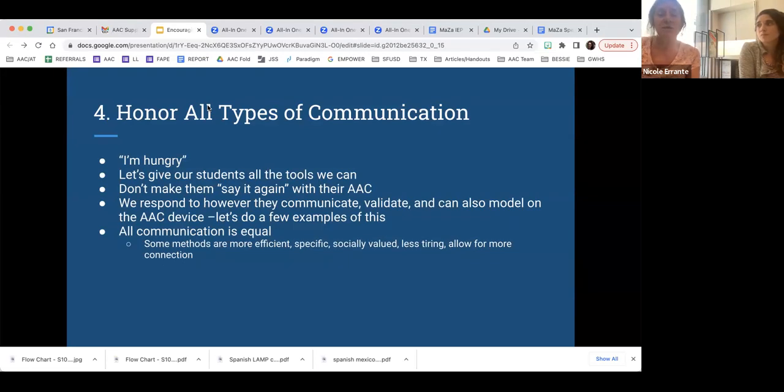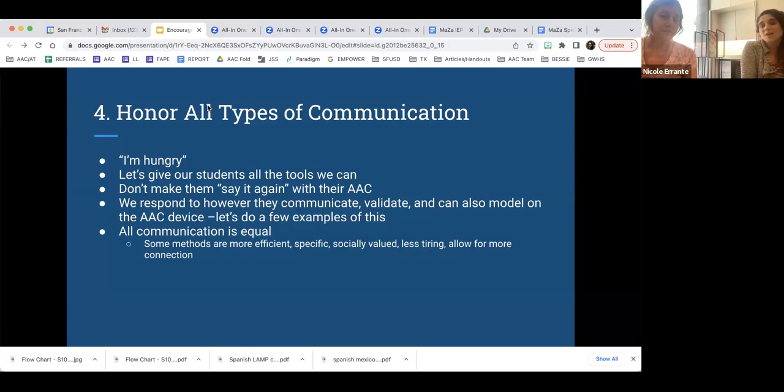If you understood that they really wanted something, we don't need to make sure they also say it with AAC. If they're showing that they want to go outside and take a break, we don't want to put the device in their face and say, tell me, what do you want? Or, press the button. That will be detrimental and make them not want to use the AAC device. So just respond. If you understand what they're communicating, that's awesome. If you can validate it, that's even better. If you can model, that's great.